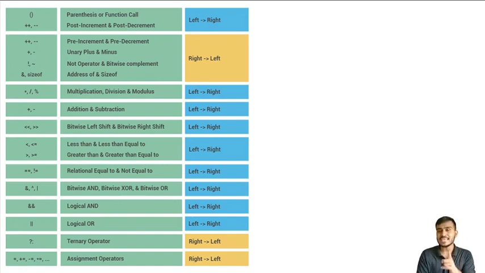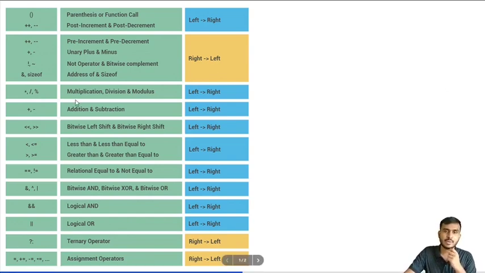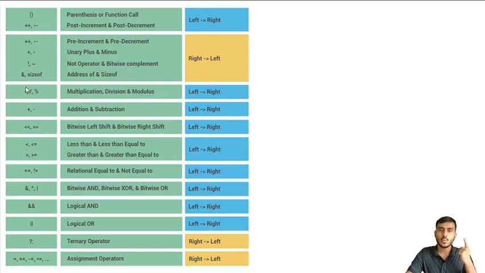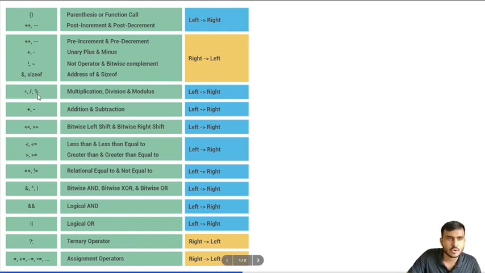But if you write the expression 1 plus 2 into 3, multiplication 3, and you are not writing any parenthesis, what will be evaluated first? Let's try to figure it out from this table. We have two operators involved, plus and multiplication. The multiplication operator is in row number 3, and the plus, or addition, operator is in row number 4.